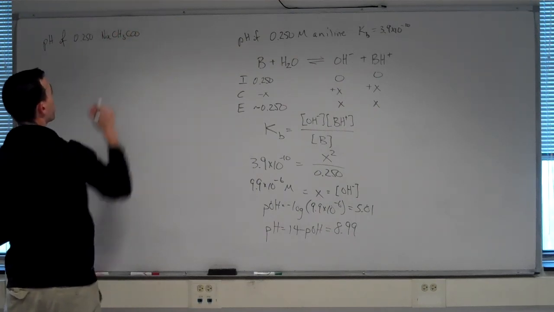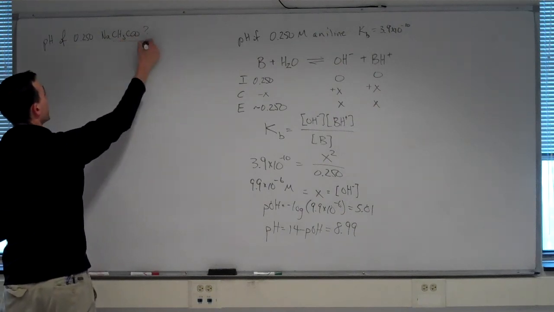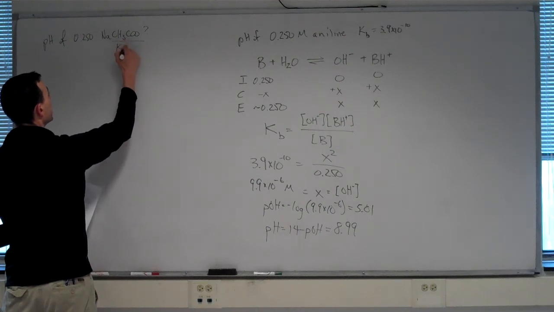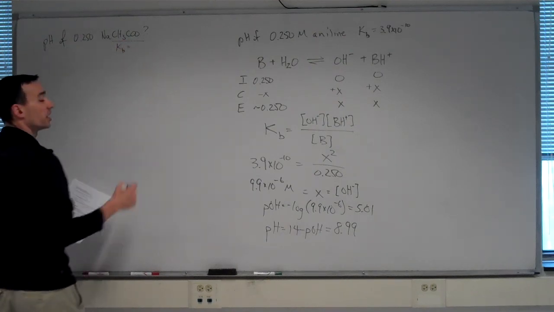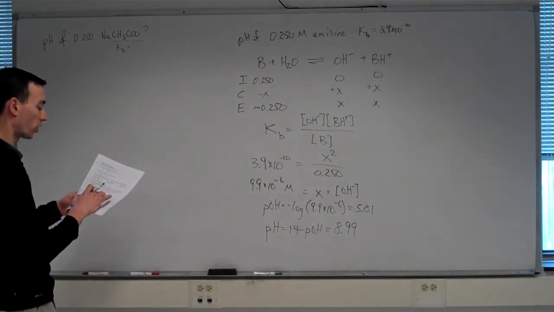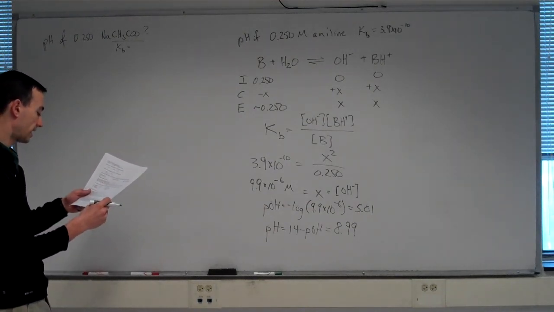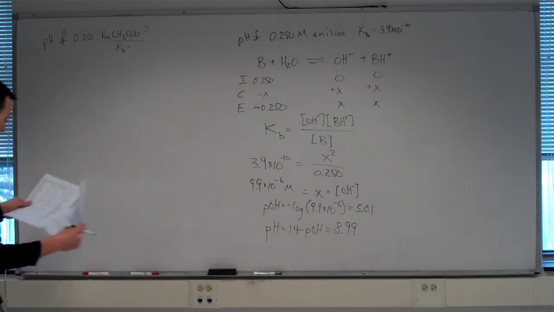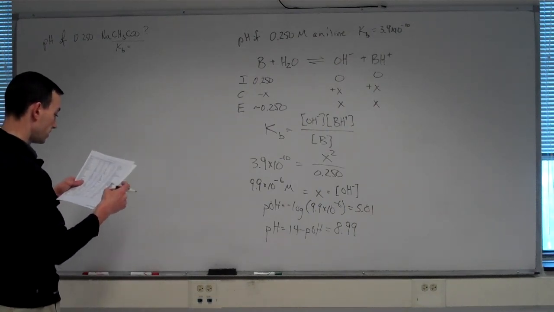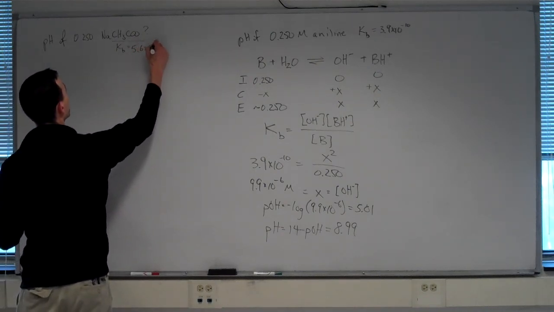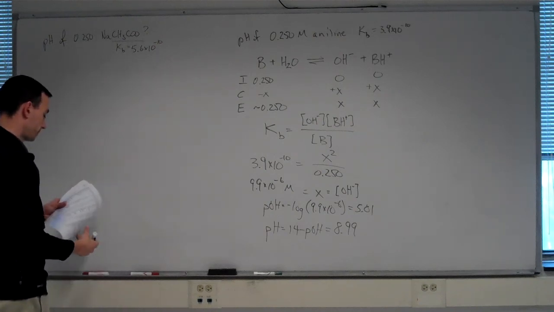This is the formula for sodium acetate. Again, this is the acetate ion, which has the base nature. We did identify this in a problem earlier with one of our salts. It has a Kb. The Kb of the acetate ion is 5.6 times 10 to the negative 10.